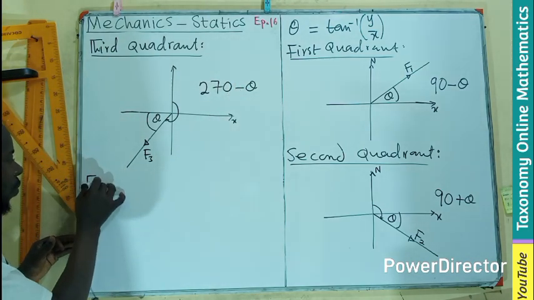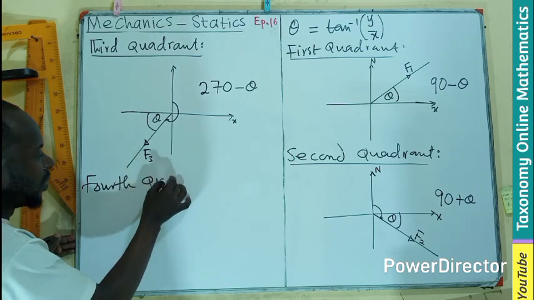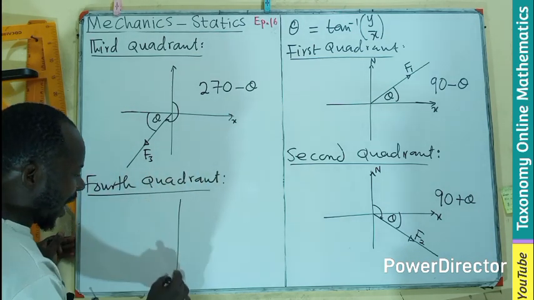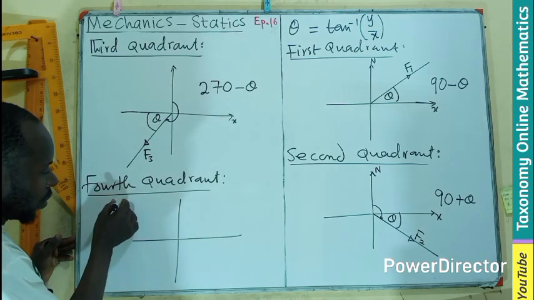So for the third quadrant, you subtract the acute angle you make with the x-axis from 270. Then for the fourth quadrant, let's say we have this. The fourth quadrant is going to be here.